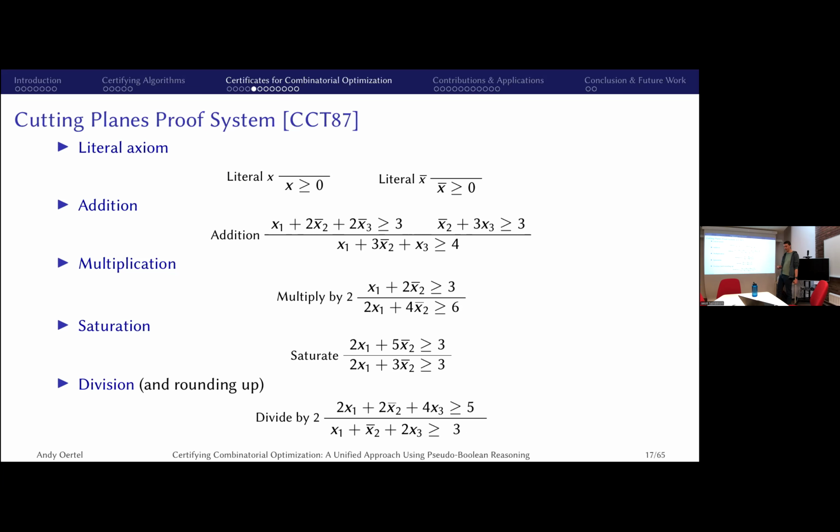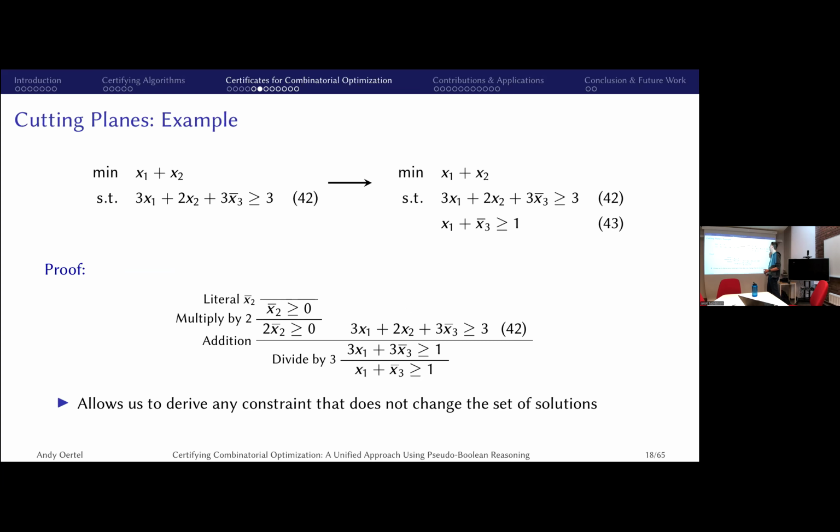So as an example of how cutting planes works, let us derive this constraint, starting with this optimization problem. We want to derive this constraint. And we can do this as shown here. First we introduce a literal axiom for not x2. Then we multiply it by 2. Then we add this to the constraint 42.